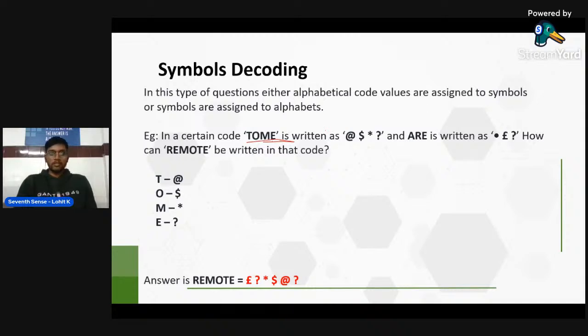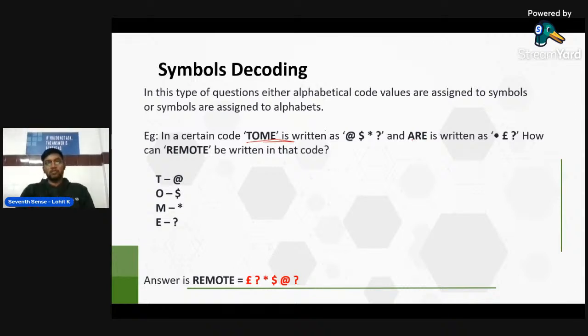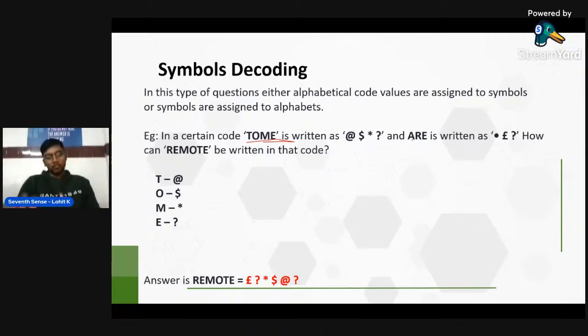Okay. Now as you can see, T is represented as @, meaning at the rate, O is represented as dollar, M is represented as star, and E is represented as question mark. In these kinds of questions, don't go by the sequence. It is not necessary that they will give the same sequence. Sometimes they will interchange the sequence also. So never go with the sequence, just compare the sentences. For one symbol, you will get one alphabet. It is not like you'll get two symbols for one single alphabet. It is not going to happen like that. For each symbol, you'll have only one letter.